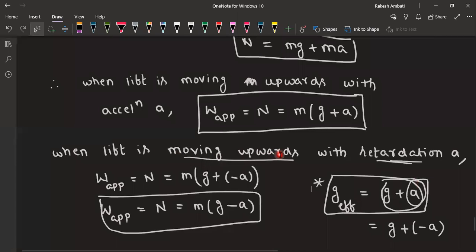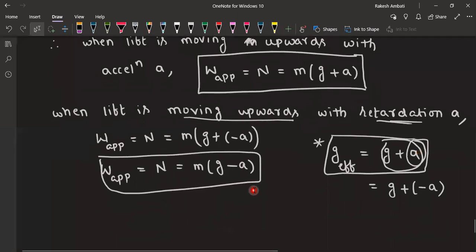Whenever the lift is moving upwards, the default formula is g plus a, but in the place of a, we follow the given conditions. What are the given conditions? The lift is moving upwards with acceleration or with retardation, and accordingly we change this a value. Retardation means g plus negative acceleration. Therefore, from this equation, we can write that the apparent weight of the man is less than the true weight.